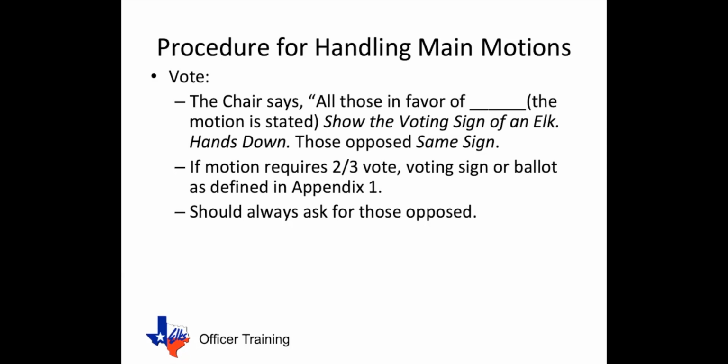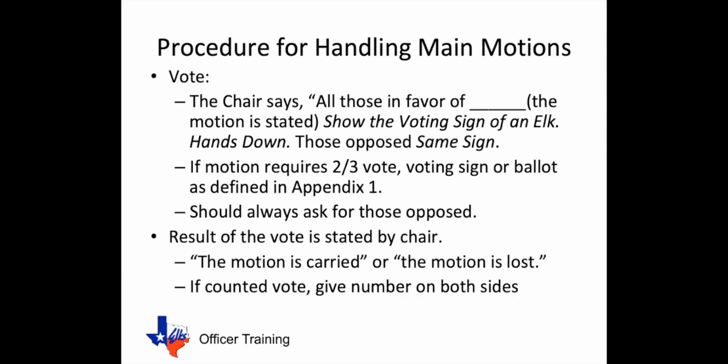You should always ask for those who oppose the measure. The result of the vote is stated by the chair. The motion is carried or the motion is lost. If it's a counted vote, then give the number on both sides.